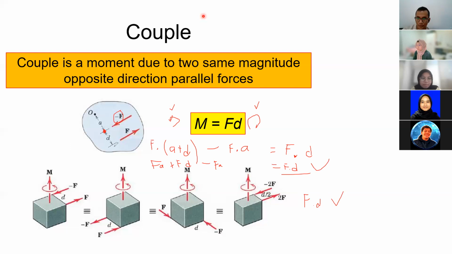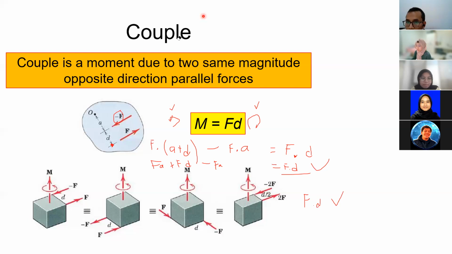Now, the last one. Actually, this is the last question for everyone. Now, try to calculate the moment due to both forces at this particular point. The moment due to force F. What is the moment due to force F at that particular point? Negative F A. No, wait. Due to F at this particular point. Oh, just F times A plus D.